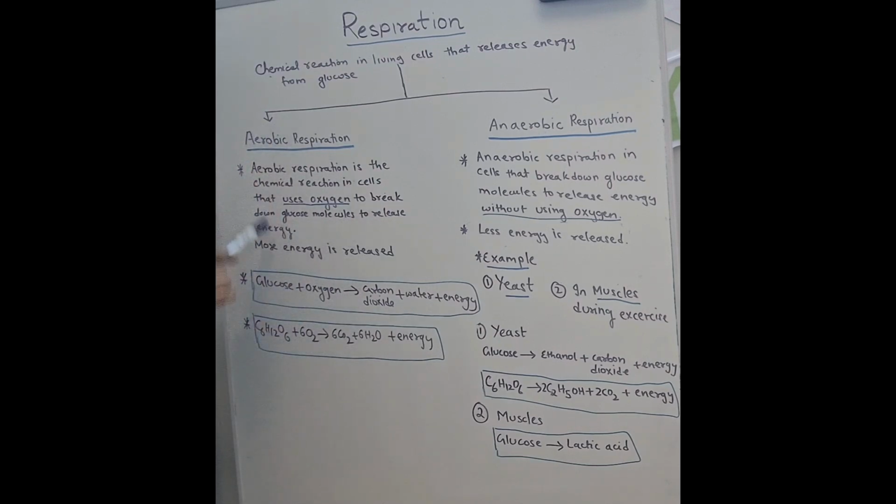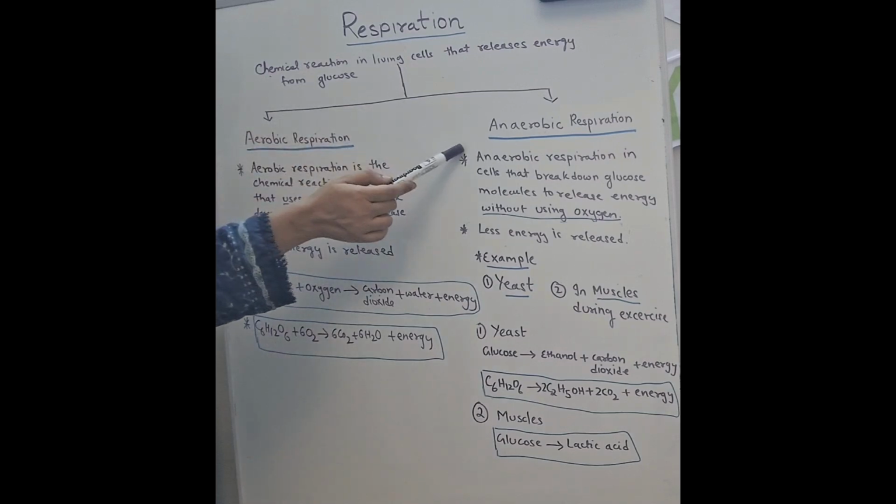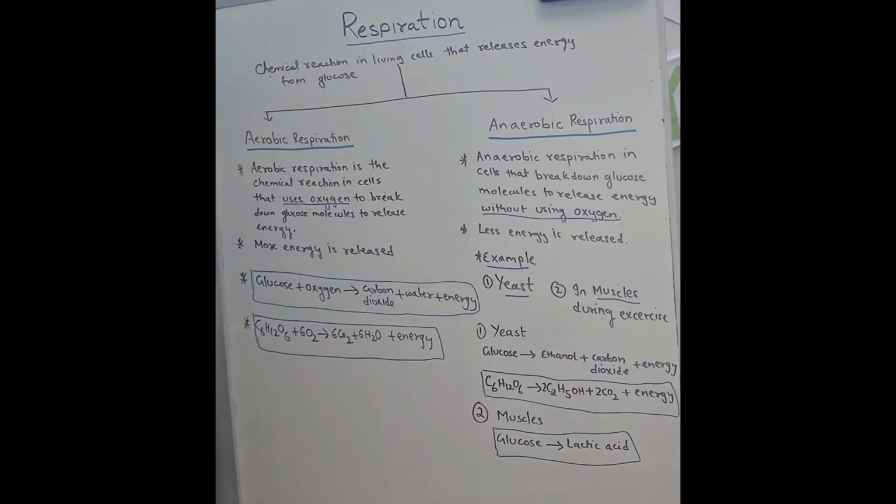Aerobic respiration takes place in all living cells, and most of our energy requirement is fulfilled by aerobic respiration. That is why we know that more energy is released during aerobic respiration. This statement is in comparison to anaerobic respiration. So what do I mean by more energy is released? It means that more energy is released during aerobic respiration compared to anaerobic respiration. Is it clear?